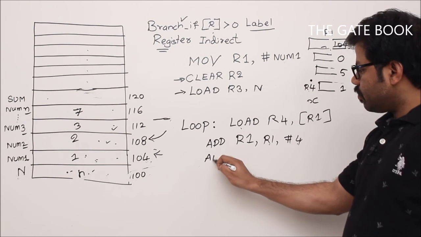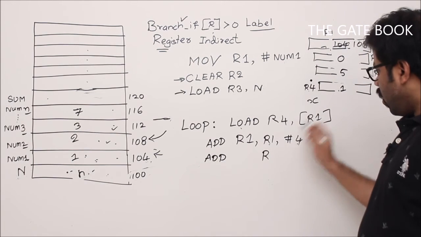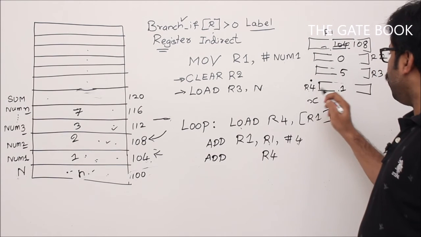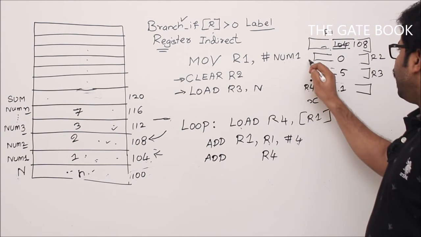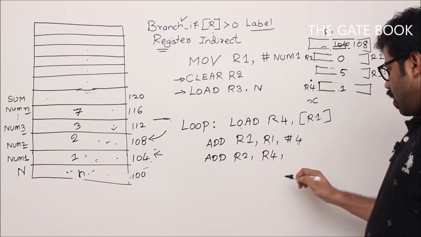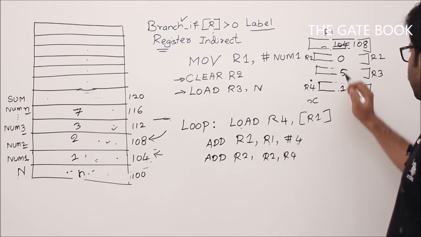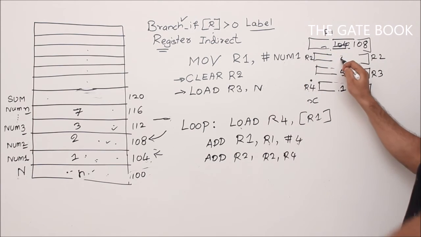Let us add this R4 value. What is that? 1 into what? Where do you want to maintain the sum? We are maintaining that sum into R2, right? So add R2 comma R4 comma R2. Let us write that, R2 comma R4. So addition is done. I got now 1 by this time.